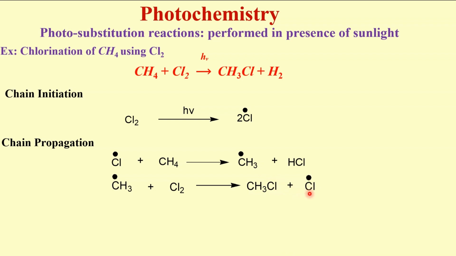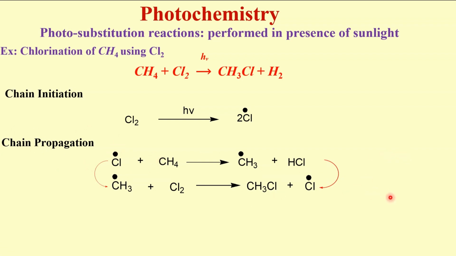The chlorine radical which is formed reacts with methane to give methyl radical, and the methyl radical which is formed reacts with chlorine molecule to give a chlorine radical. And the process continues until all the chlorine or all the methane gets used up. It propagates the reaction. That's why it is called chain propagation.